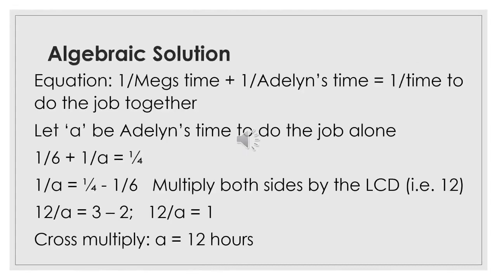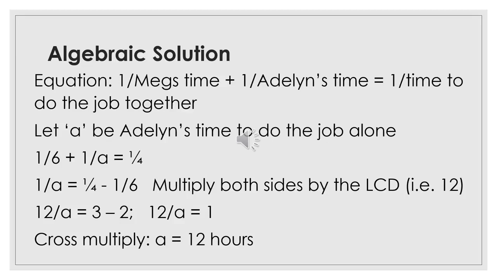Solving this problem algebraically, we need to refer to the equation that we used in our first video, and that equation is 1 over first person's time plus 1 over second person's time, all equal to 1 over the time that they spend if they work together. So in this case, that should be 1 over Meg's time plus 1 over Adeline's time, all equal to 1 over the time that they spend if they work together.